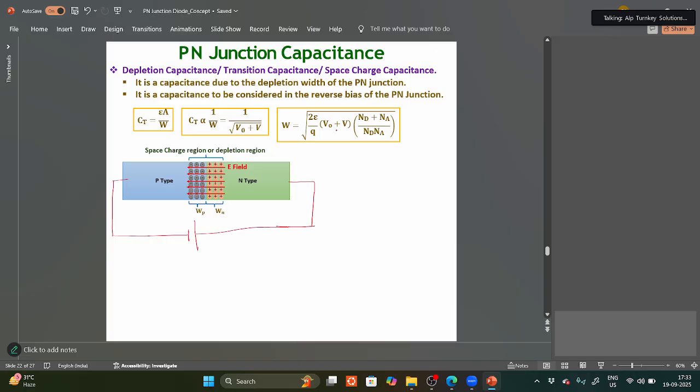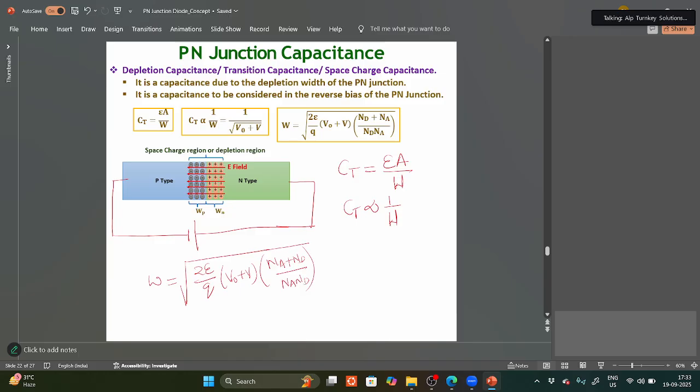So from this, what is the capacitance? Ct equals epsilon A by W, this is the basic formula. So Ct is inversely proportional to W. So what is W? We already saw W in the reverse bias condition. That is W equals square root of 2 epsilon by q into (V0 plus V) into (Na plus Nd) divided by Na Nd.